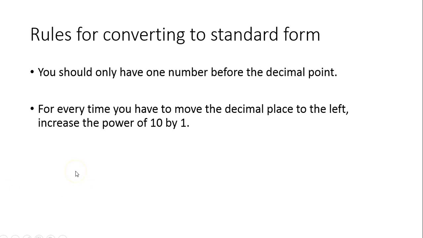If you're converting to standard form, so this is getting a positive power of 10, converting from a normal number to standard form, you've got to remember, when you write in standard form, you only have one number before the decimal point. So you take your big number, you place a decimal on the last point, and then you move the decimal to the left until you've got the decimal to the right of the first number. And every time you do that, the power of 10 increases by 1.